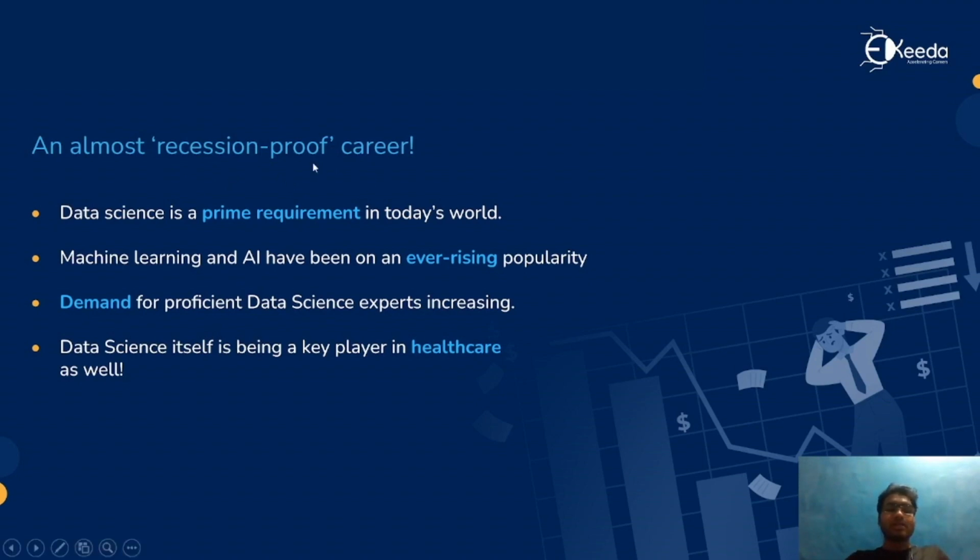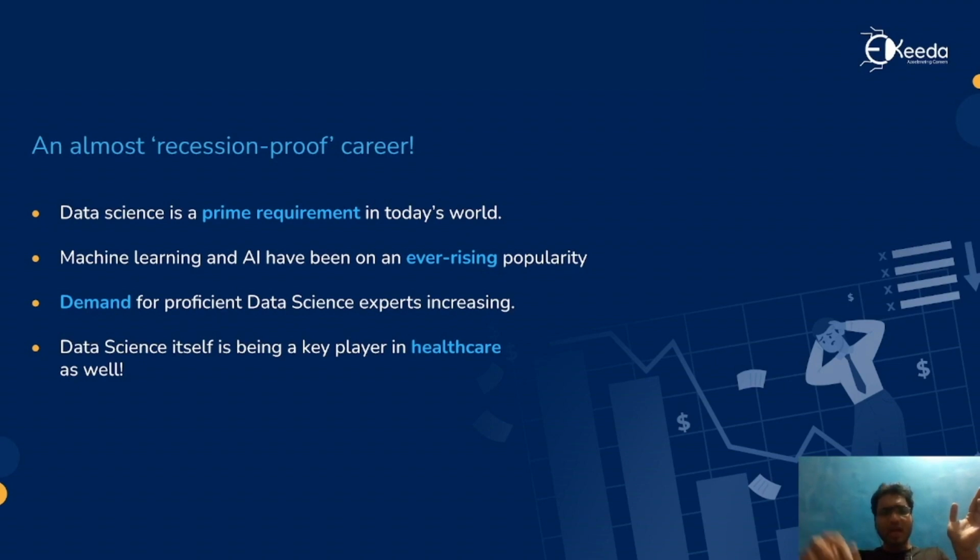It is almost a recession proof career. Even in recession time there were very few job losses in the field of data science. Data science is a prime requirement, and there is growth in the number of jobs, so it is called a recession proof career. Since we are generating that much data, there is a need for data scientists. That is why nowadays it is a very prime requirement for organizations.